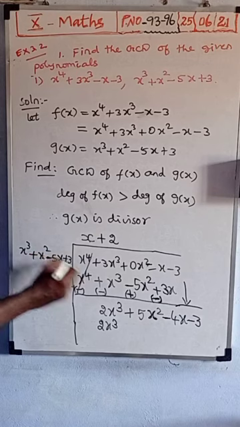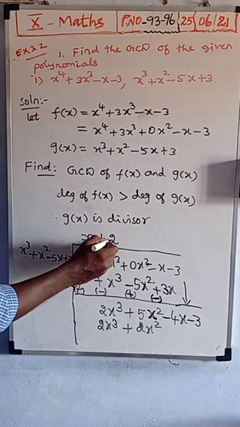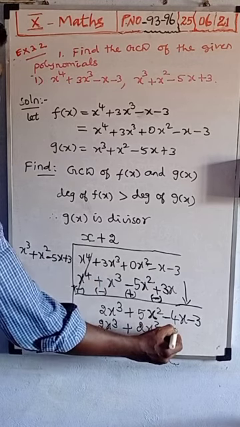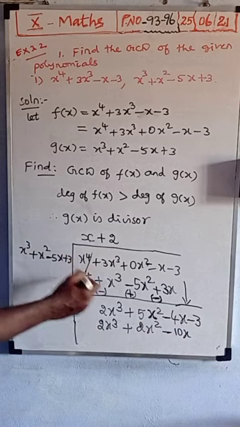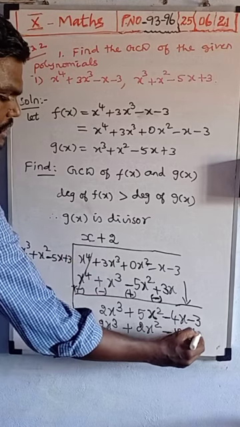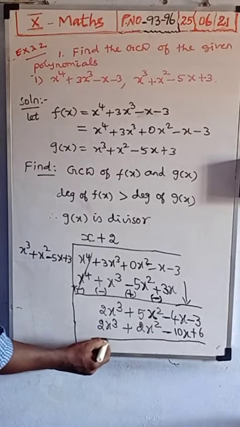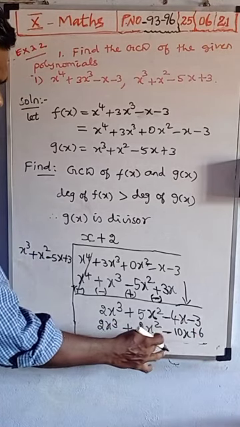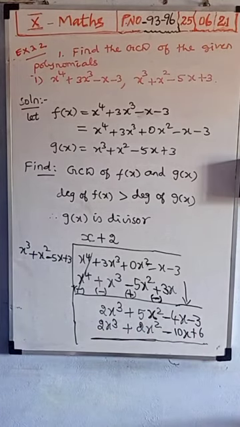Next, 2 into x squared is 2x squared. Next, plus into minus, minus 2 5s are 10x. Next, plus into plus, plus 2 3s are 6. Usually what we will do is subtract. Subtracting means you should change the symbol, so for all the terms you should change the symbol.